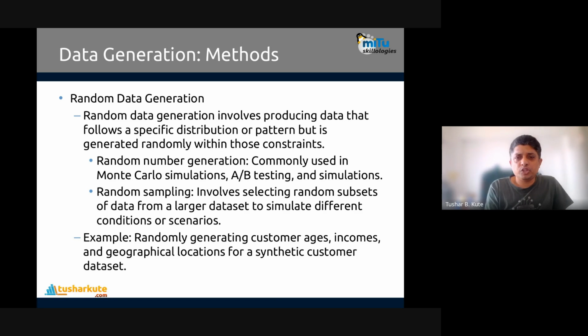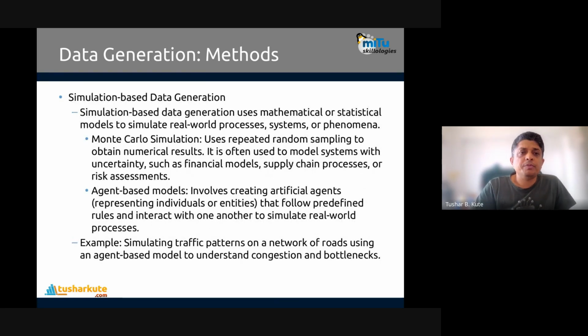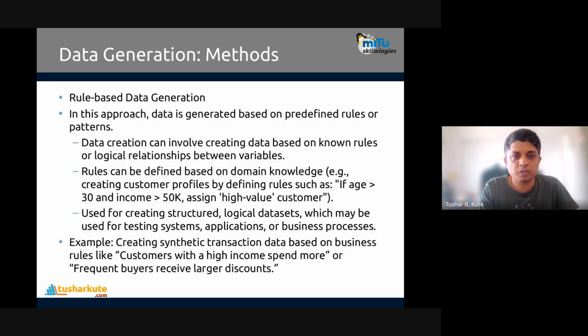A/B testing simulation methods are used, or we can use simulation based methods. Again there is the Monte Carlo simulation method, by which we can simulate data from the original available data, and the agent based method, which involves creating artificial agents that follow predefined rules, and with the help of those rules, they can interact with the real world problem. That is also possible.